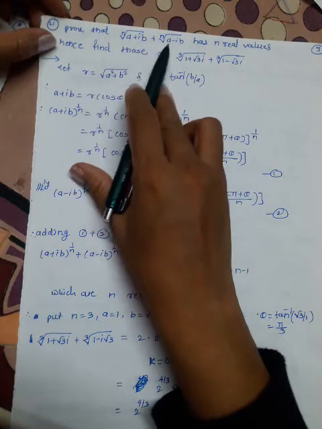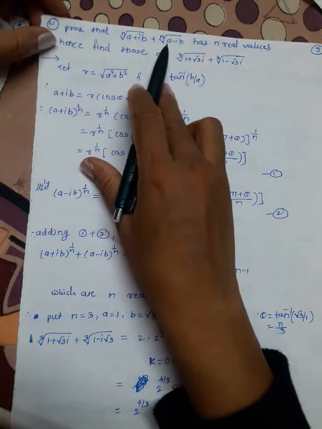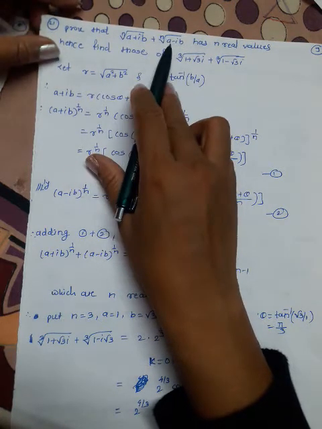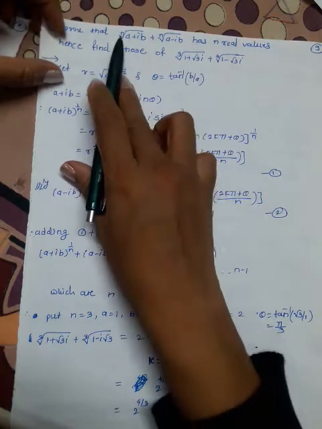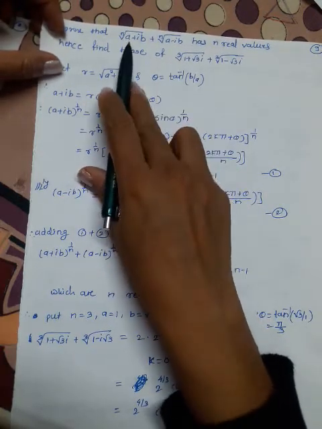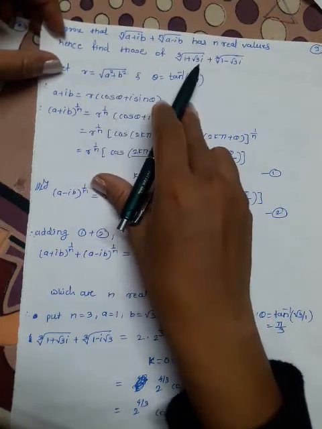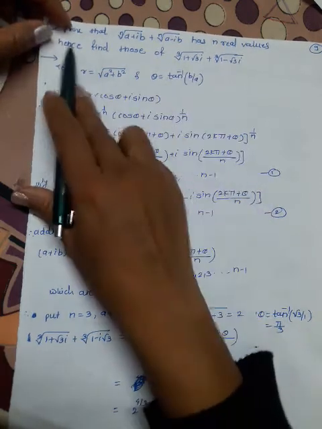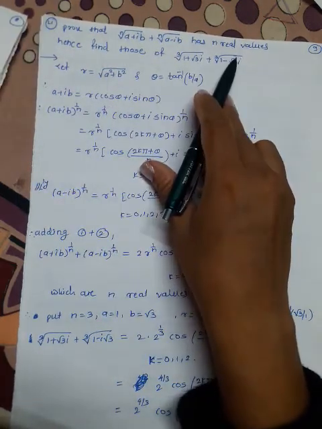Once we find the roots of this complex number, then just put the value of n equal to 3 here, a equal to 1 and b equal to root 3 in the answer. We get this answer for this sub question. Okay, let us start.